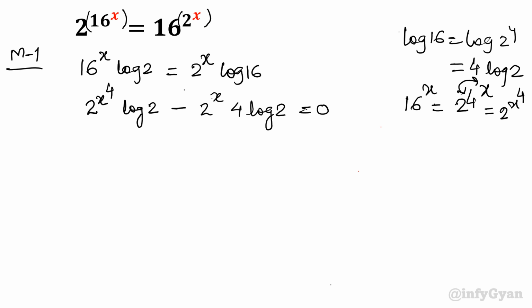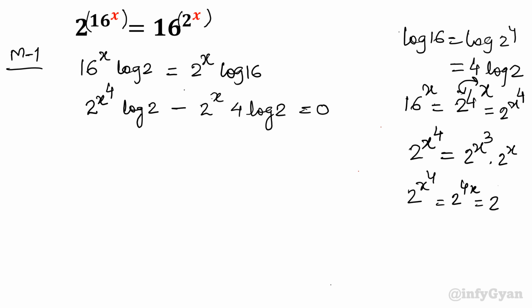Now you can see log 2 is common and the only thing is 2 power x power 4. So 2 power x power 4 is the same as 2 power x power 3 into 2 power x. How is it? We will write 2 power x power 4 as 2 power 4x, and then 4x I will write as 3x plus x. Now I can write 2 power 3x into 2 power x.